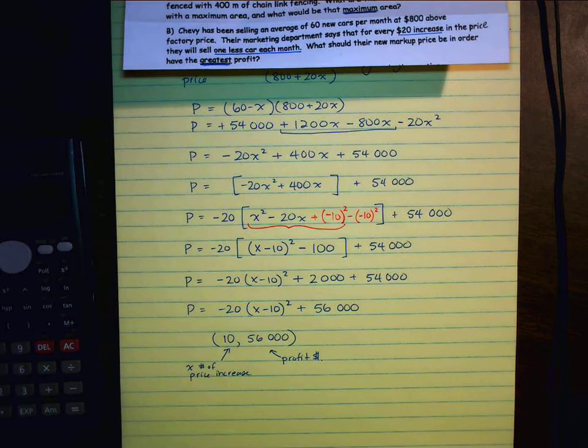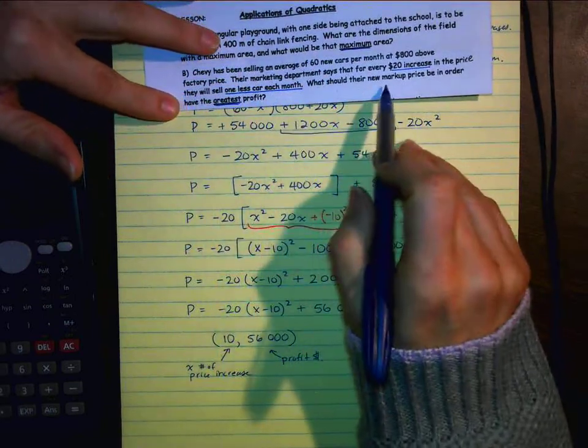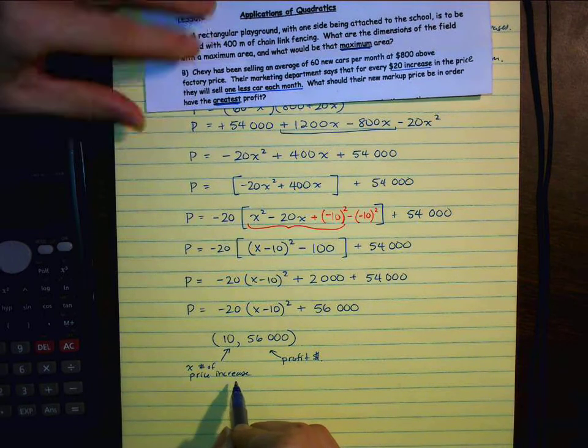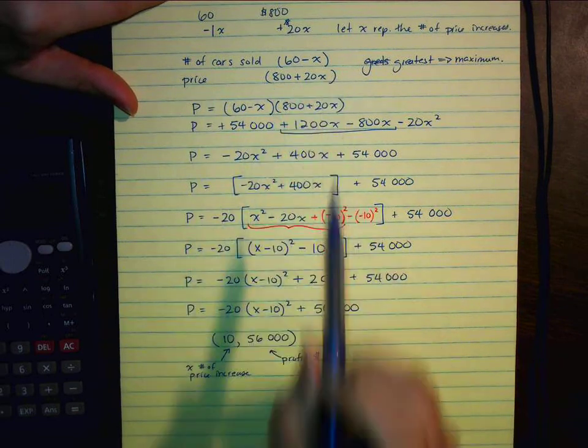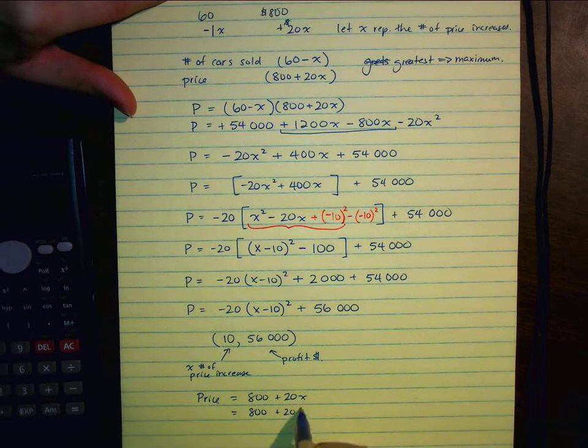All right, so what does this mean? Have I answered the question? No, I don't think so. It asks us, what should my new markup price be? So if this is the number of price increases, let's go back and look up. Our price is going to be 800 plus 20x. So therefore our price is going to be 800 plus 20x, and our x is equal to 10 up here. So 800 plus 20 times 10, that's going to be 200. So that's going to be $1,000.